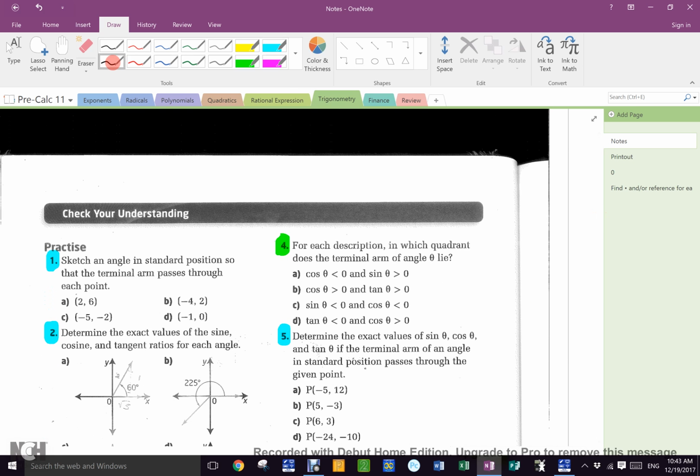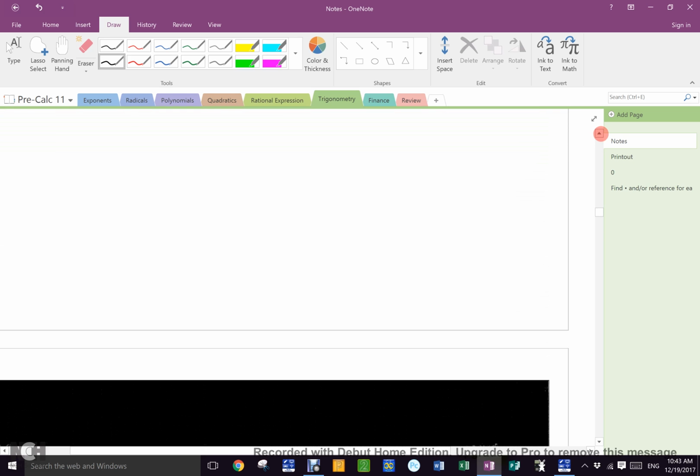Okay, guys. Anything highlighted green, you should do all of that question. Anything highlighted blue, you only need to do a couple. And it's all on the recording.